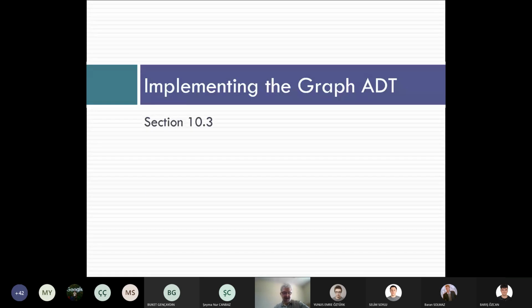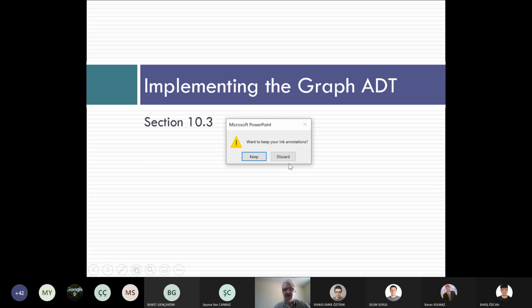Let's have a break before going over this implementation detail. 10 minutes break, okay? We are going to continue after the break.